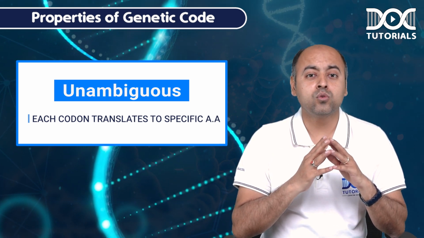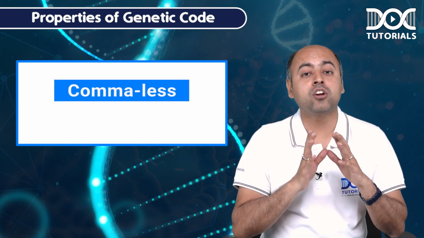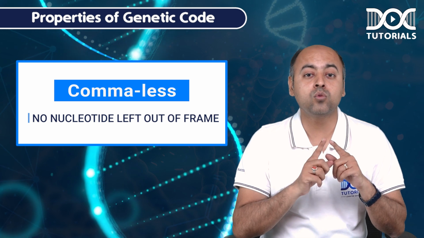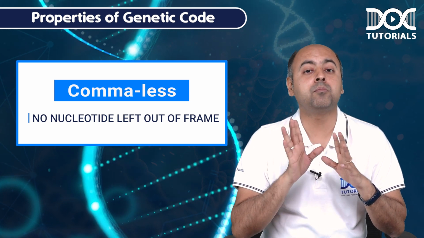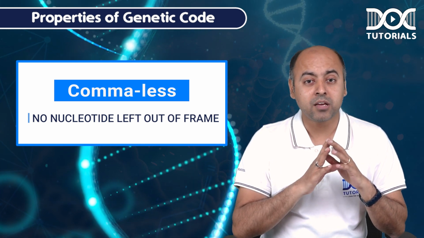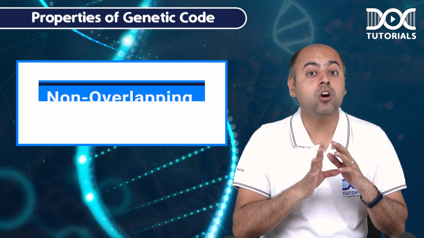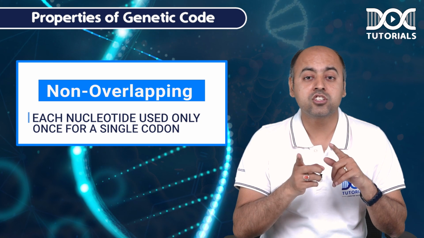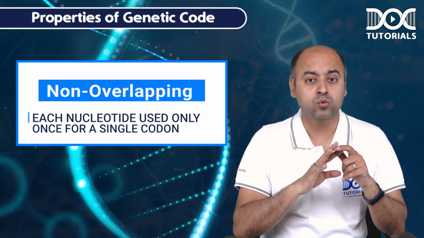Also, the genetic code is commaless or non-punctuated, meaning we do not have a nucleotide which is not a part of the codon. Each nucleotide is a part of the codon. At the same time, the genetic code is non-overlapping. One nucleotide is part of only one codon. We cannot share nucleotides among the codons.